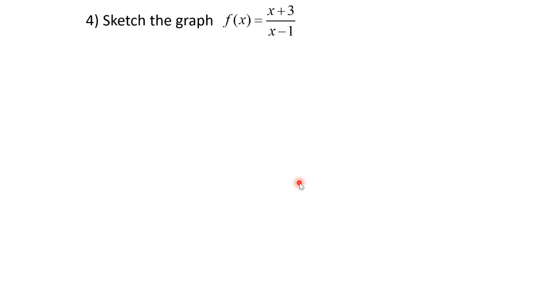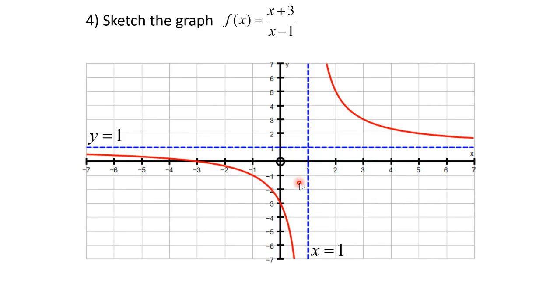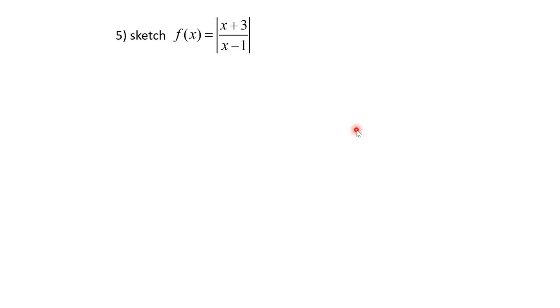Okay. And I think we are now ready to sketch the graph. So when we sketch the graph, remember to label your asymptotes. So you've got x equals 1, you've got y equals 1, and you've got an x-intercept of negative 3, and a y-intercept of negative 3. I would actually also label those coordinates, or intercepts rather, and then remember that your graph gets pulled towards your asymptote. So again, it's quite a predictable graph.